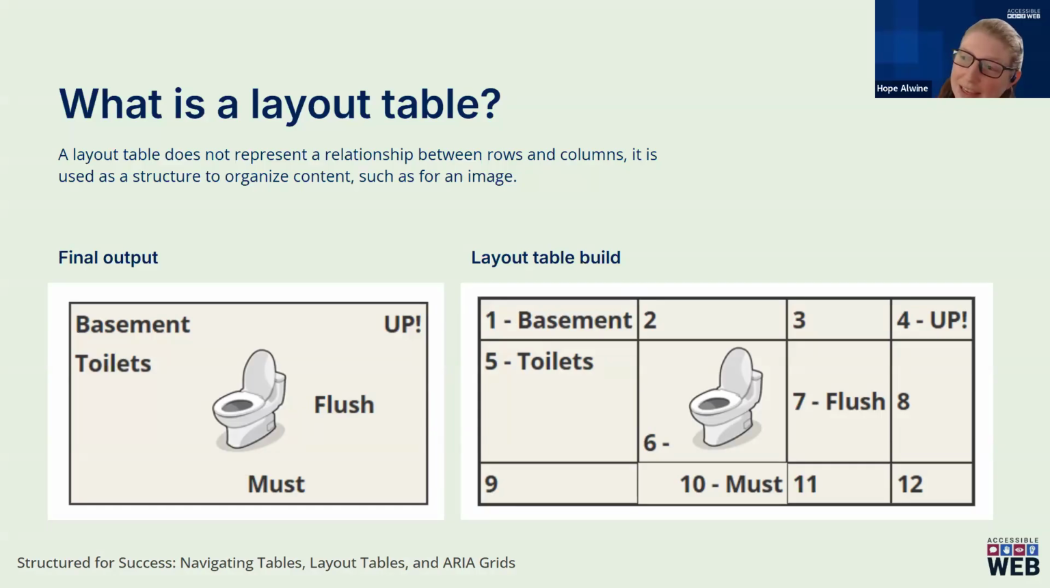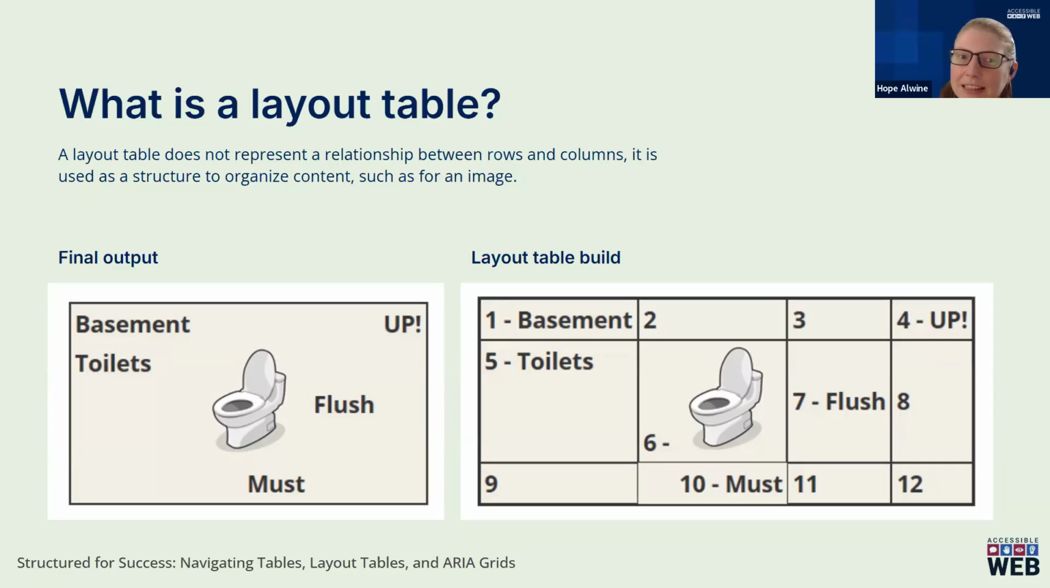Okay, so the final output is a picture of a basement toilet, with text in the upper left corner, a toilet in the middle of the image, and text that reads "must flush up." It reads from the bottom row to the top row. So looking at the final output, it makes sense.